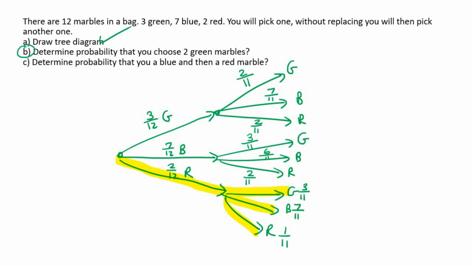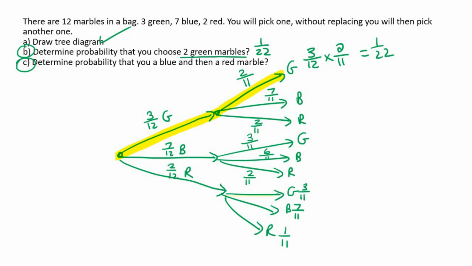First one: determine the probability that you will choose 2 green. The pathway of 2 green is this way and this way, so you can just multiply them. That's 3 out of 12 multiplied by 2 out of 11, and that'll be 1 out of 22.